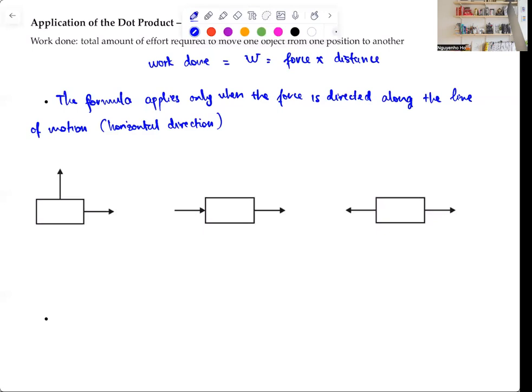So mainly I have three different scenarios here, right? And in all of these three examples, I assume that the line of motion is in the horizontal direction. So this is the distance, right? Moving to the right. In this case, also moving to the right, this is the line of motion.